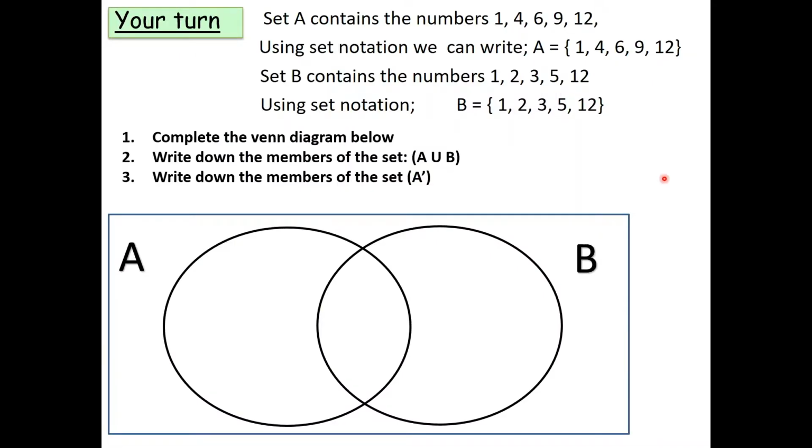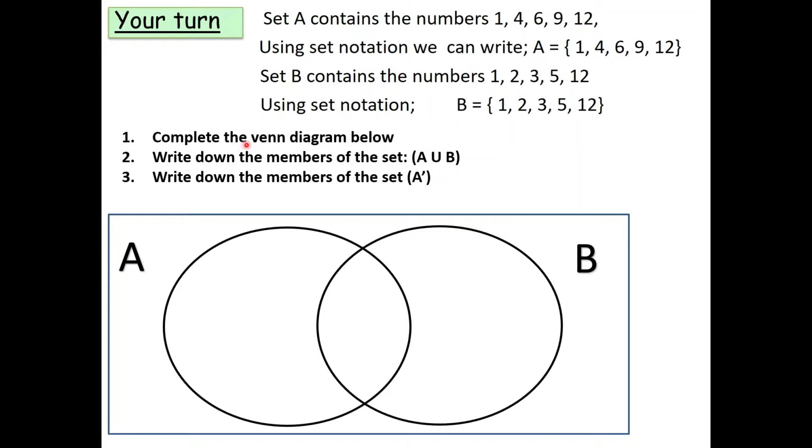So here's a question I'd like you to try. I'll just read the question out to you, then you can pause the video, have a go. So the question reads, set A contains the numbers 1, 4, 6, 9 and 12. And then there's the set notation for that with the curly brackets. Set B contains the numbers 1, 2, 3, 5 and 12. Again, set notation.